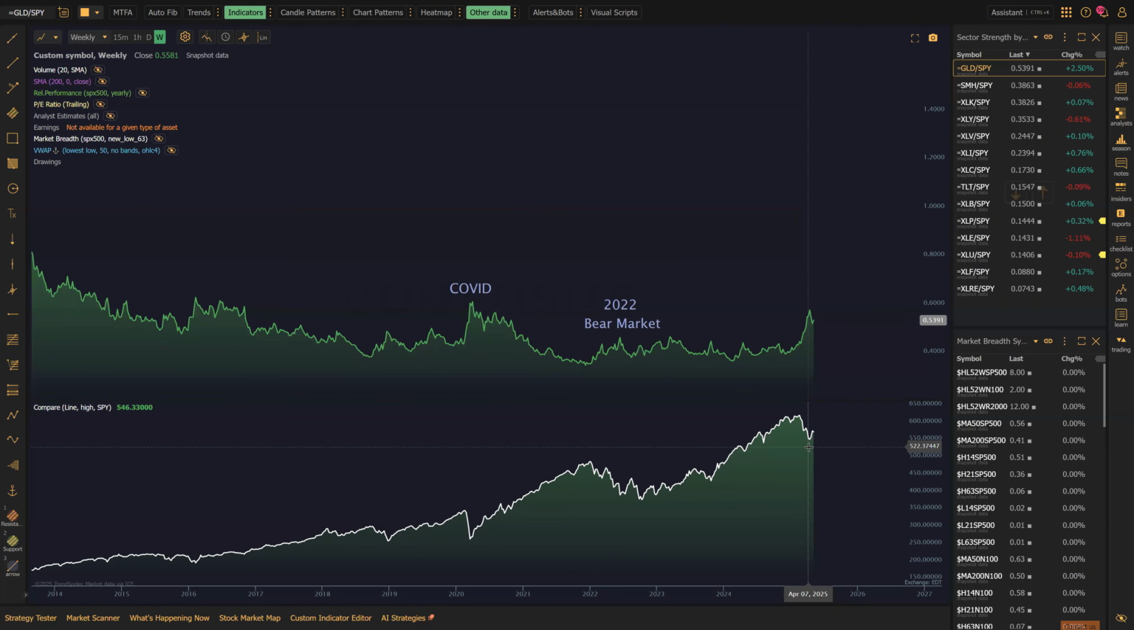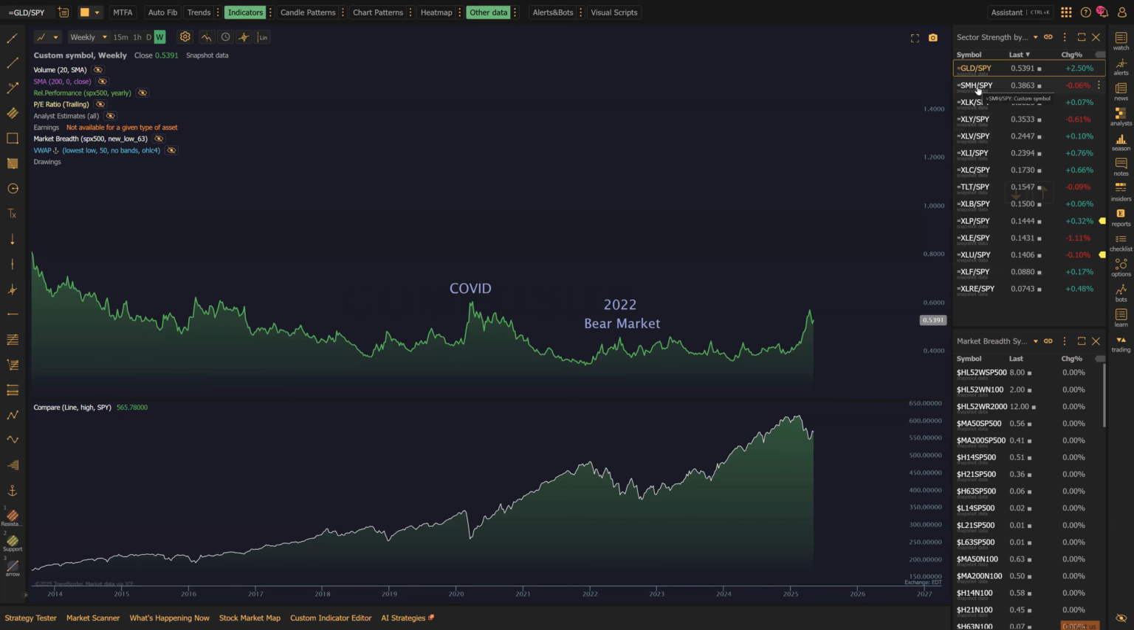I mean, there's so much stuff you guys can do with composite symbols. It doesn't have to be just two symbols. You can literally make your own Mag 7 ETF, like equals Apple, Microsoft, NVIDIA, all those stocks added together, divided by 7, and you'll have a Mag 7 ETF, stuff like that.